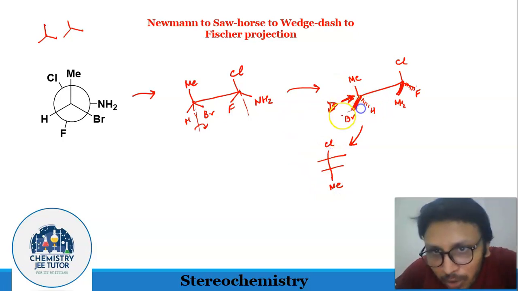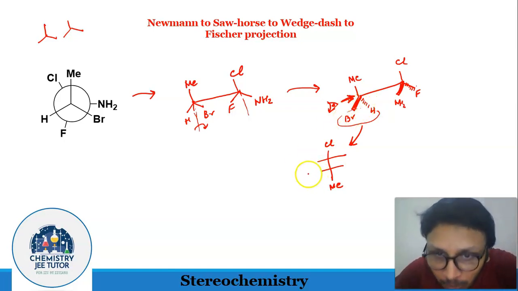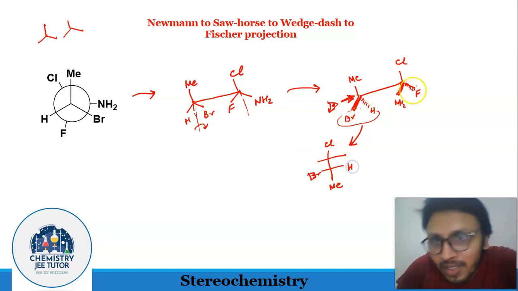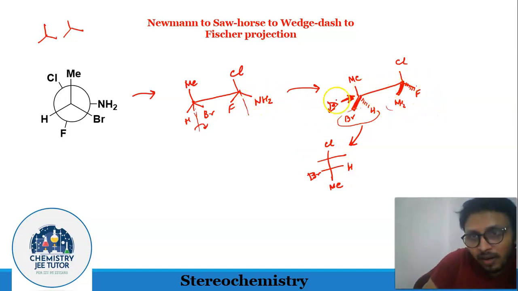Which side is substitution? It is on the right hand side. Right hand side above the plane goes to the left in Fischer projection. What is above the plane? Bromine. Bromine goes to the left. Which side is this fluorine NH2? It is again on the right hand side. So I am seeing through here. See, this fluorine NH2 comes on the right hand side.